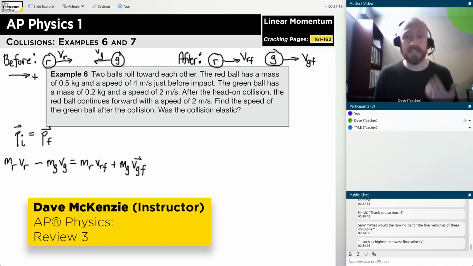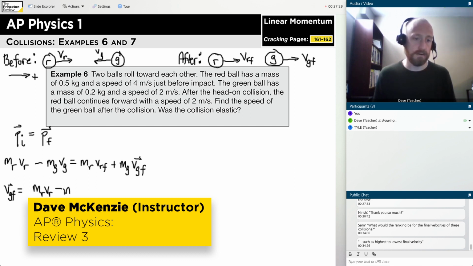So again, let's isolate for the thing that we want. So for V green final, the left hand side, that's going to be still M red V red minus M green V green. We're not going to do anything to those terms. But this red final term, we're going to bring that over to the left hand side. So we'll subtract that as well. And then we can divide through by the mass of the green ball.